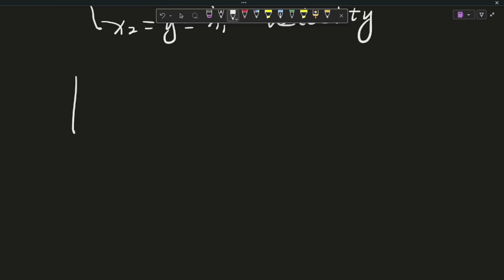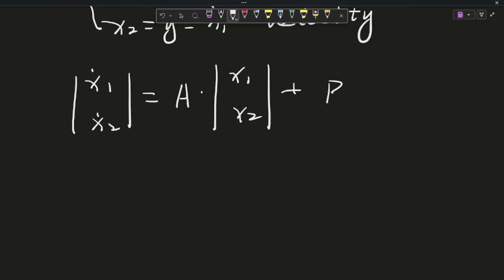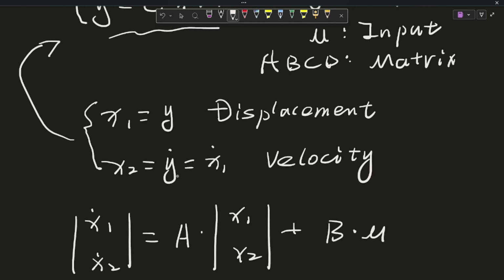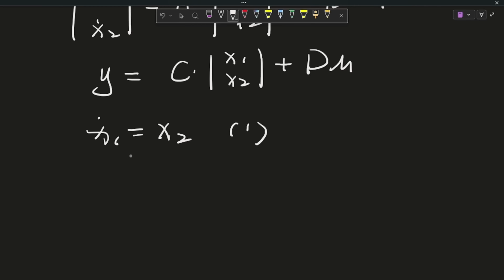Matrix [x1 dot, x2 dot] equals A times [x1, x2] plus B times u. u is the input. y equals C times [x1, x2] plus Du. First, x1 dot equals x2. This comes directly from our definition. Next, x2 dot is equal to y double dot. We need to derive the y double dot from the original differential equation.